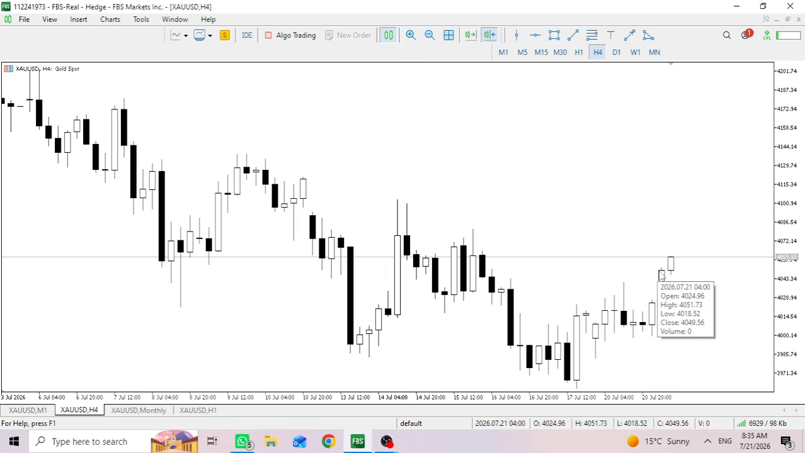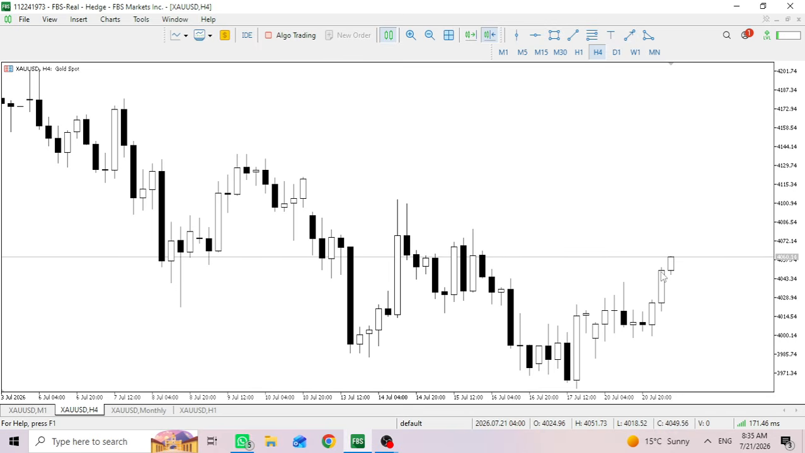4051.73 minus 4018.52. Remember I taught you how to find the range: high minus low. That is the range. So 4051.73 minus 4018.52, I'm getting 33.21.